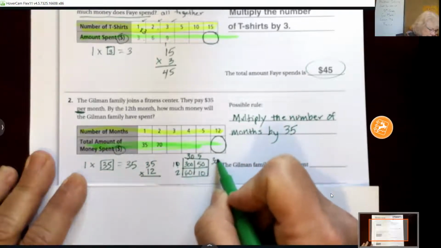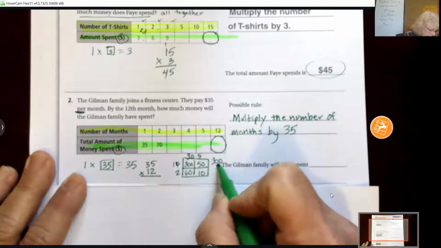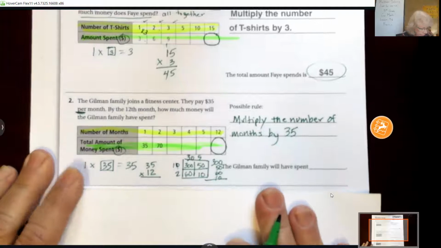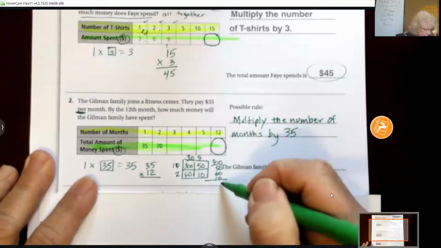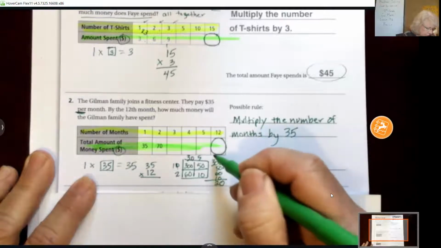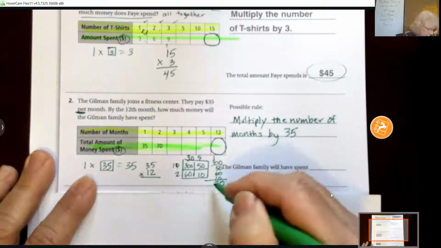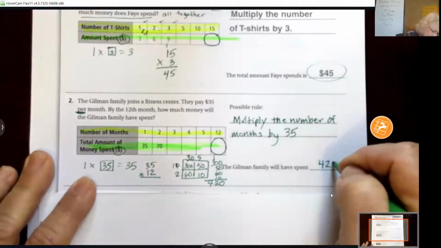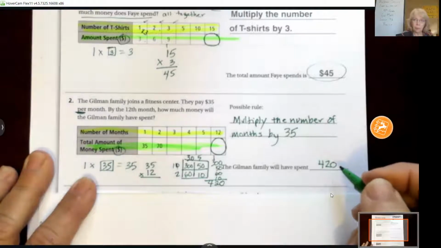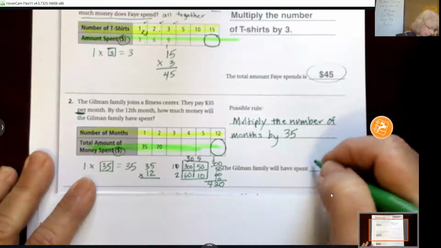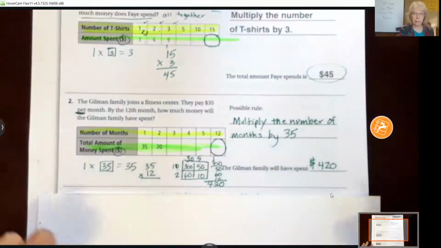Then we're going to add these up, 300 plus 50 plus 60 plus 10, and we're going to get 0 in the ones place. 5 plus 6 is 11, plus 1 is 12. Carry the 1, and we have 420. Okay, here's to see if you remember. 420 what? 420 what do we have? That's right, dollars.